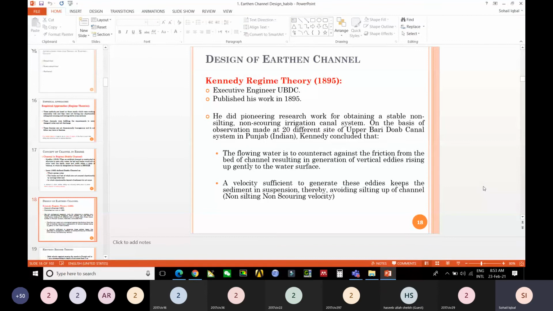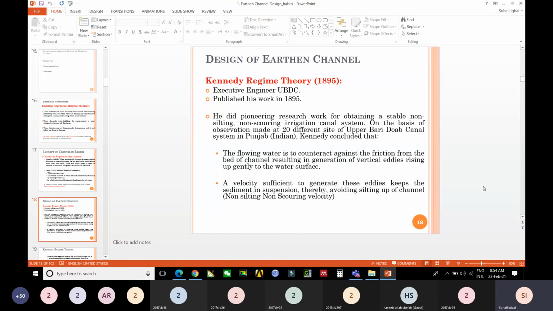So where are these generated? Usually where there is a change in cross section, such as a hump or a brink, there are chances that such things happen, and also in the case of a converging or diverging channel. Yes, okay. So according to his research work, he concluded that vertical eddies are generated that counteract the friction from the bed of the channel.